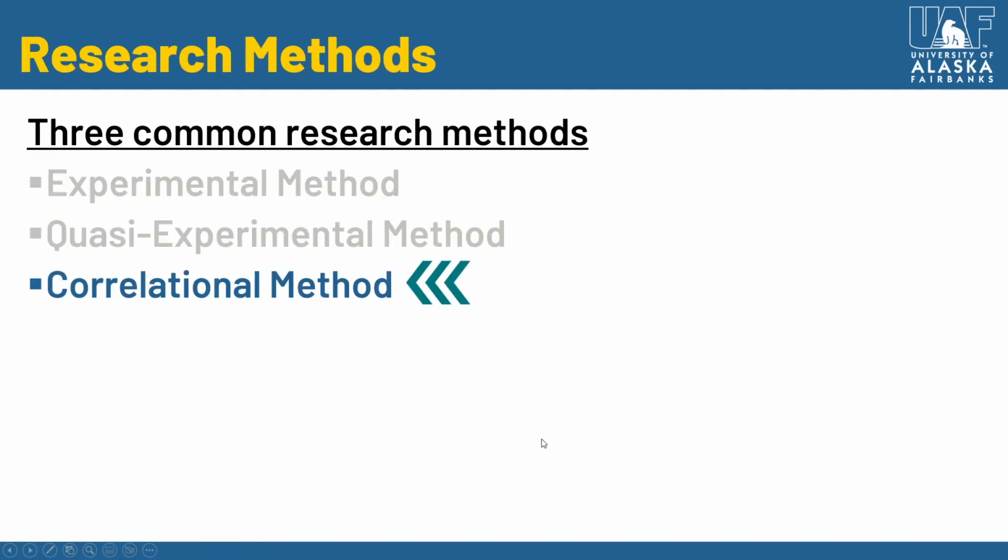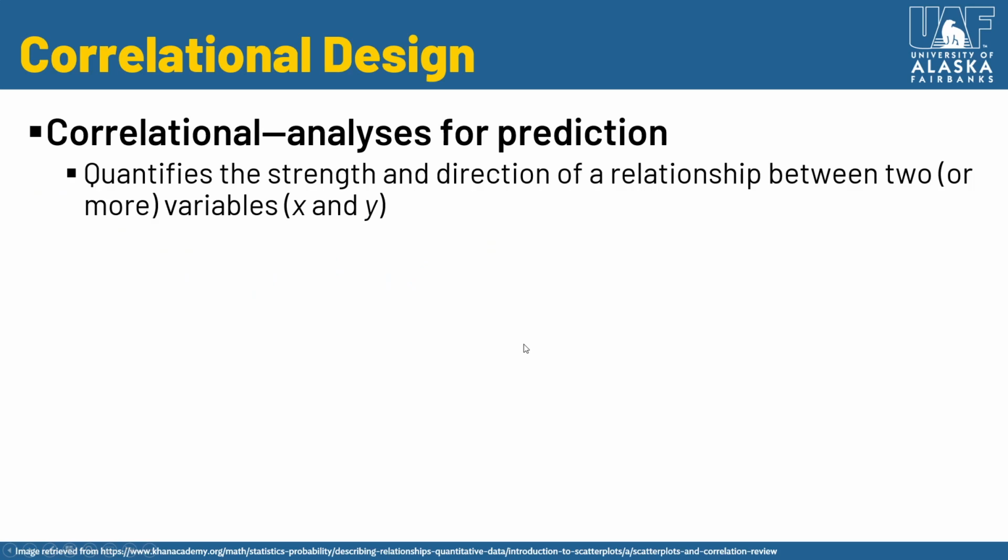And last one, correlational. You've probably heard of correlations before. This is a word that seems to have entered the lexicon in general. Like people use the word correlate in ways that I hadn't heard when I was younger. When we talk about it in statistics, though, correlational analyses, we're trying to quantify the strength and direction of a relationship between two or more variables.